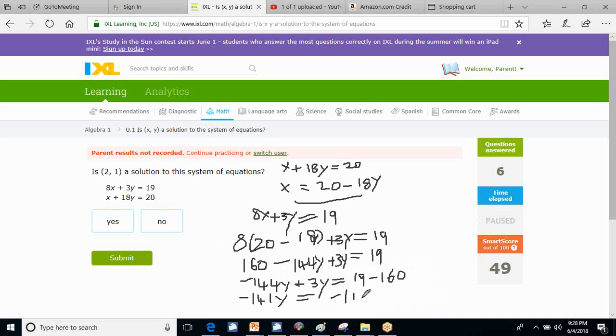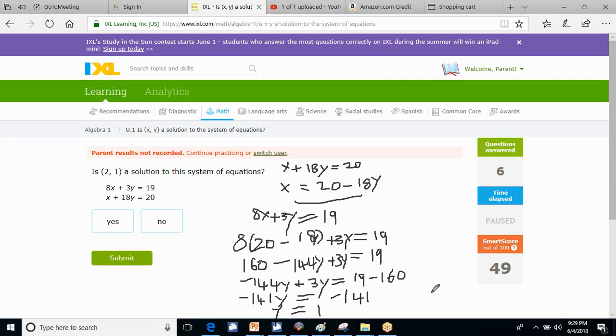Minus 141, right? Since you have a negative on both sides, you can drop the negative. And then if you divide it by 141, you see that y is equal to 1. So we know what y is. We plug y into this equation and we get x.